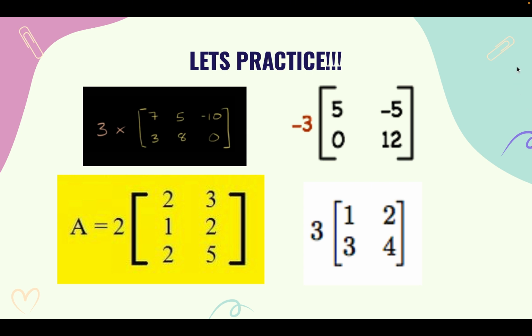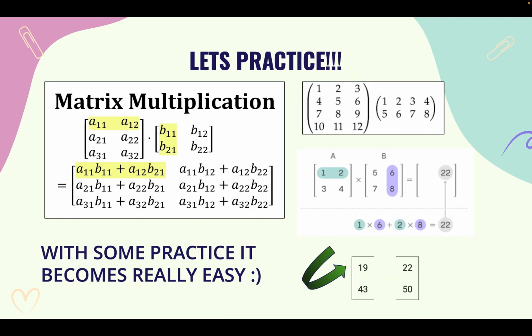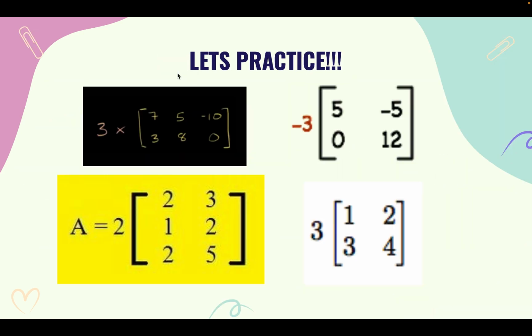So, I can take any of them for an example. Let's go with the first one. We would multiply each element by 3. So here we would have 3 times 7, which is 21. After calculating 21, then we'd have 3 times 5, which is 15, 3 times negative 10, which is negative 30, 3 times 3, which is 9, 3 times 8, which is 24, and 3 times 0, which is just 0.